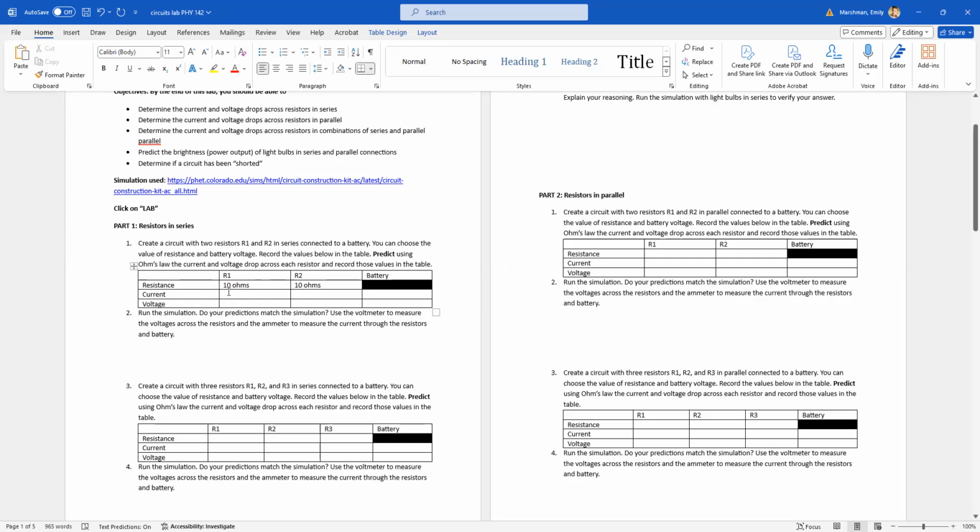Check what is the current running through R1? What is the current running through R2? What is the current running through the battery? And also predict what the voltage should be for each one. Obviously, the battery has 9 volts. And then go back to the simulation, run it, and see if your answers match up.